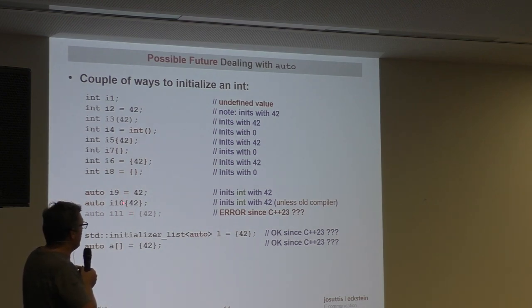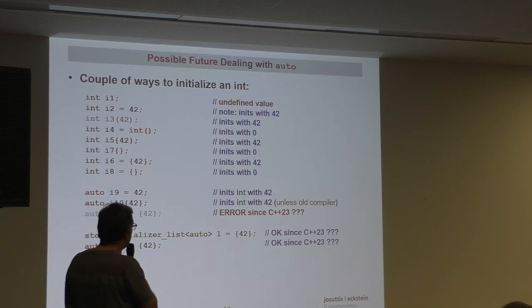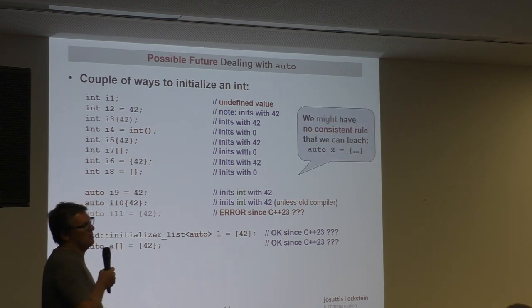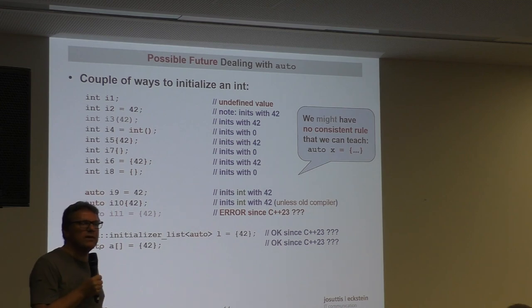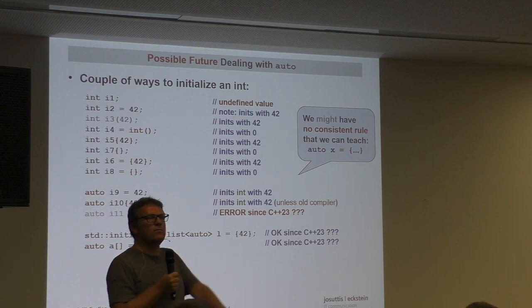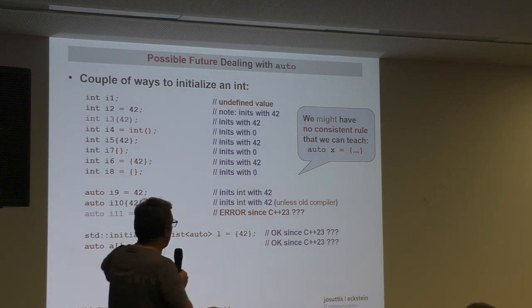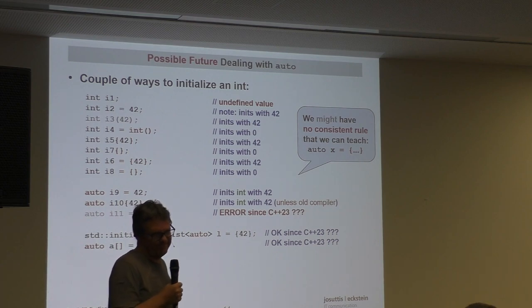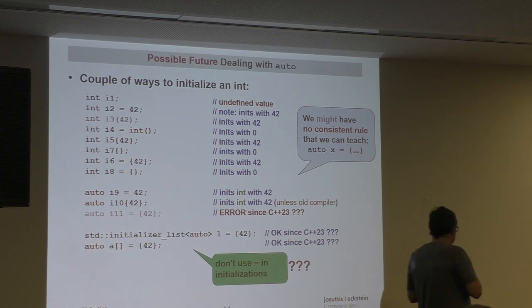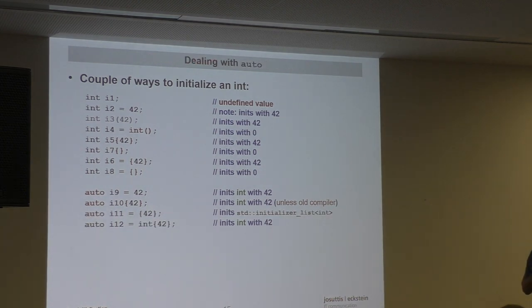That means that this strange behavior that an equal sign influences the type of an object in an initialization will be gone. But it means that in general the recommendation to use an equal sign is scrapped. Don't use an equal sign in an initialization because it doesn't work with auto. So good. Another option eliminated. 11 left. Don't use an equal sign. Good. What else do we have?